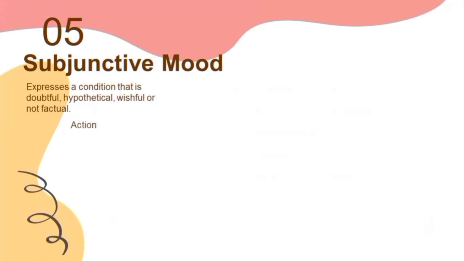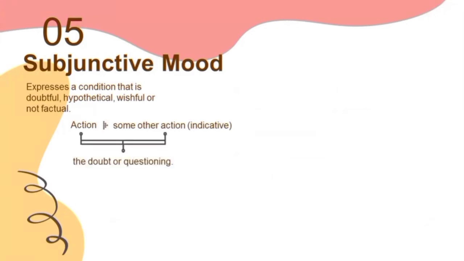The last, subjunctive mood. A sentence with a subjunctive mood expresses a condition that is doubtful, hypothetical, wishful, or not factual. The subjunctive verb in the sentences will show action, but it will be dependent upon some other action or indicative, which is where you will find the doubt or questioning.